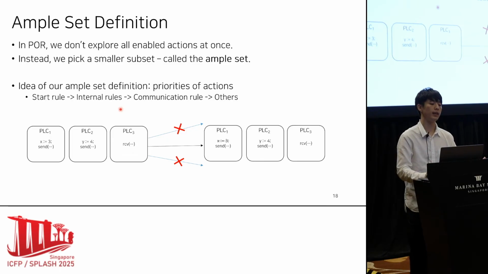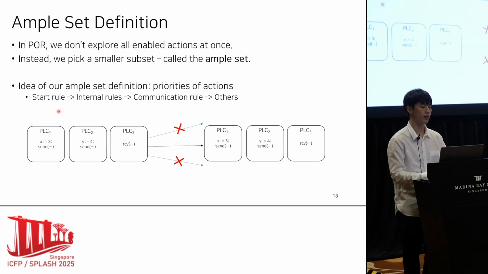So we have fabricated the ample set definition so that some groups of transitions take precedence over other groups of transitions, such as if the start rule is enabled, it is the ample set. If it is not enabled, then internal rules such as assignments are the ample set. If they are not enabled as well, then communication rules can be the ample set, and so on.